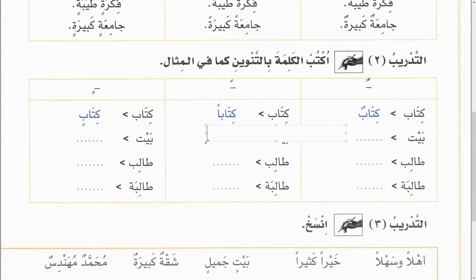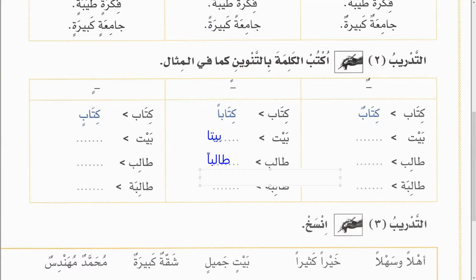Baitun. If you want to make it tanweenun nasb, I'll make it baitan. That's it. It is understood that this is baitan because of the alif, even if you don't write the tanween. Taliban. It's not baita, it's baitan. Now, if I put the tanween also, it's the same thing. Taliban.